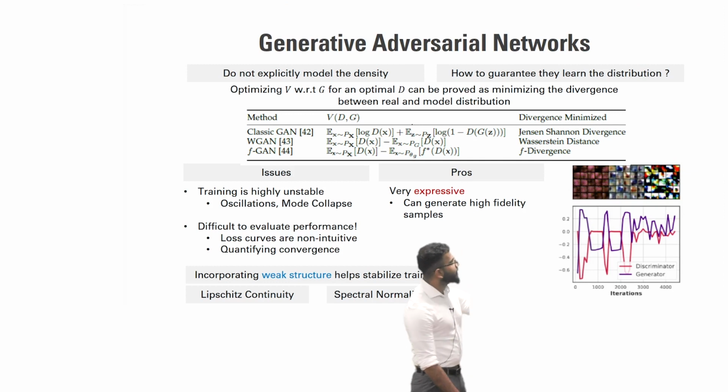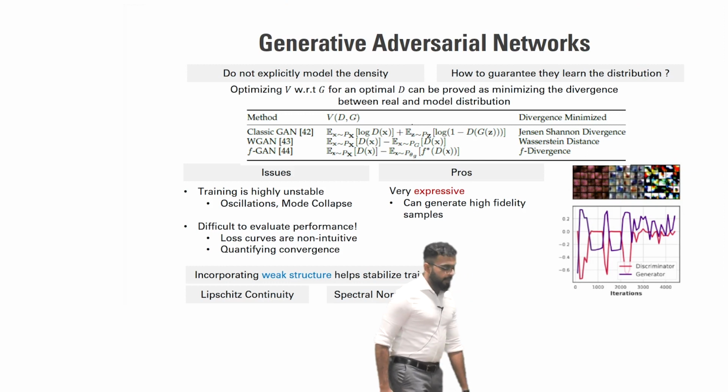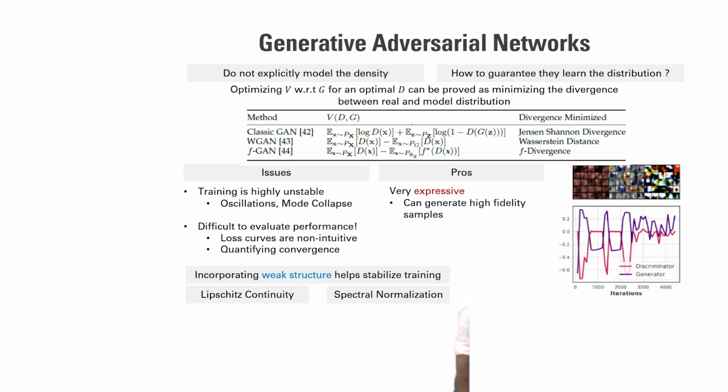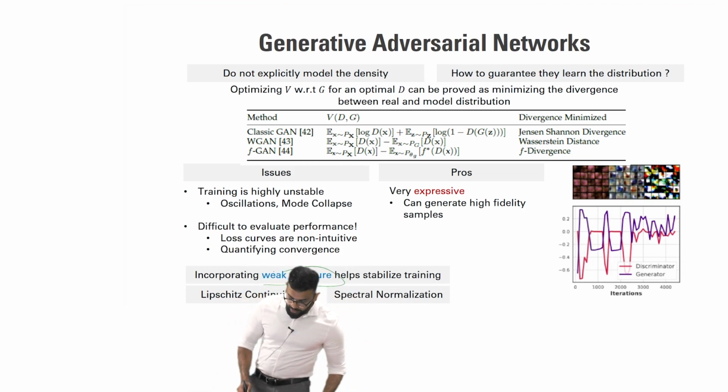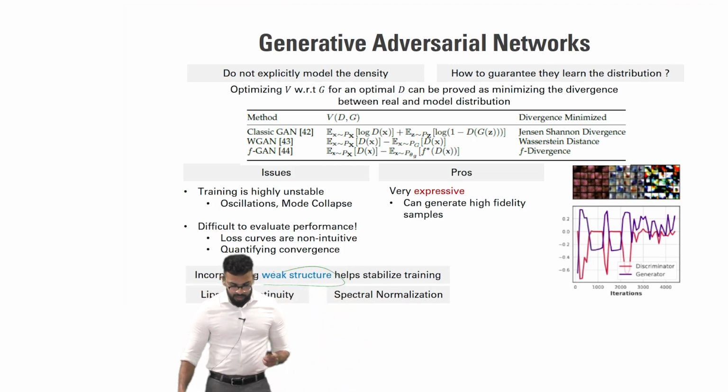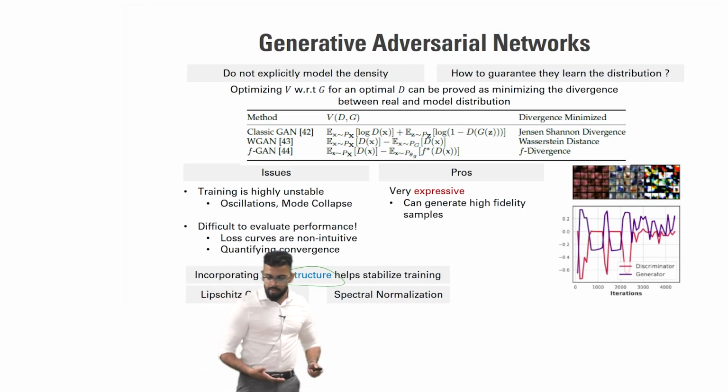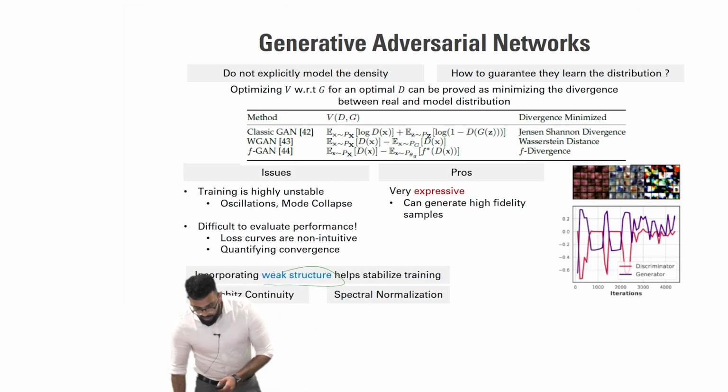And there are other issues with GANs, in that they are highly unstable to train. I used to work on GANs when I was in my bachelor's, and it was a nightmare to train these models. But people have come up with things to stabilize their training. In a lot of cases, what it involves is imposing some sort of weak structure over these models, things like Lipschitz continuity, spectral normalization, etc., that help stabilize the training of these models and generate good quality samples, right?